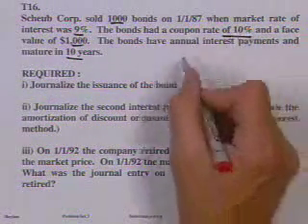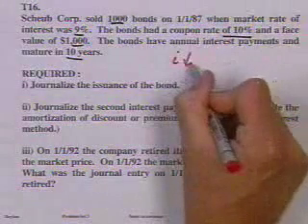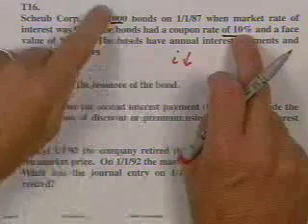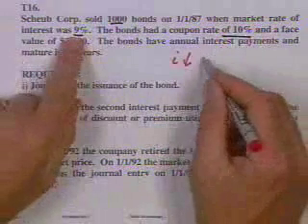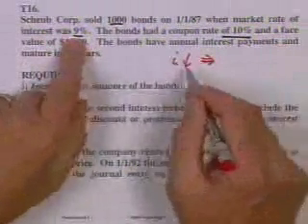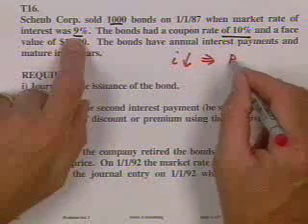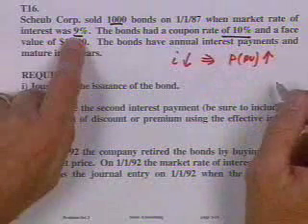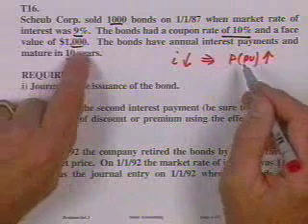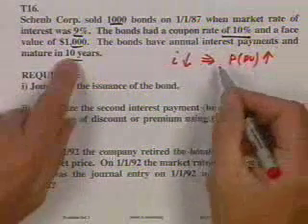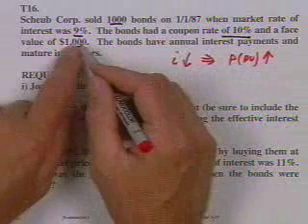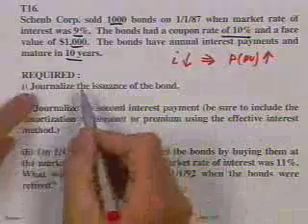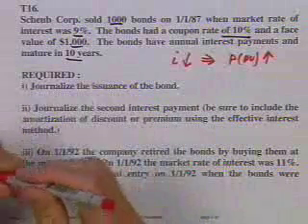But what happened here is the interest rate went down. They thought they were going to have to pay 10% to borrow the money. But when the market rate went down, that means the price of the bond, again an inverse relationship, the present value of the cash flows, went up. Hence, in this case, they are going to get an amount of cash in excess of the face value, in excess of $1,000. So, entry number 1, journalize the issuance of the bond.